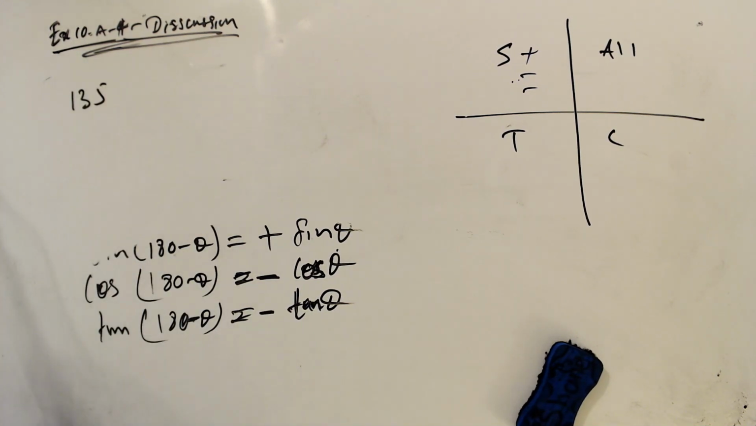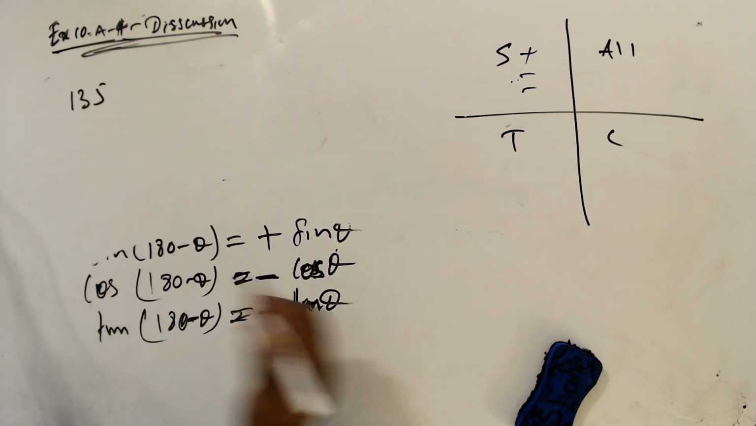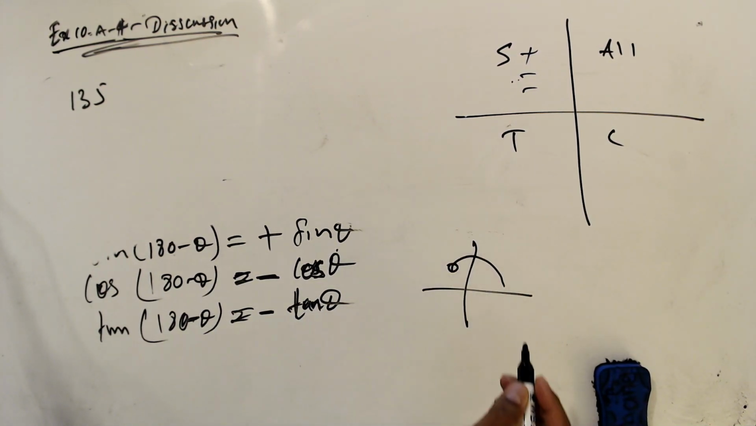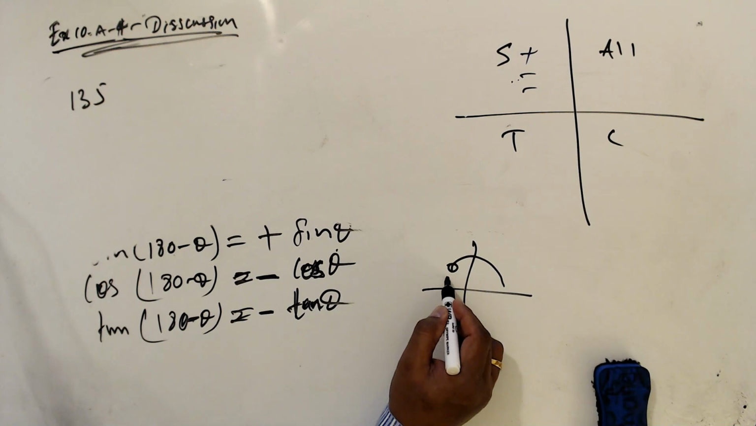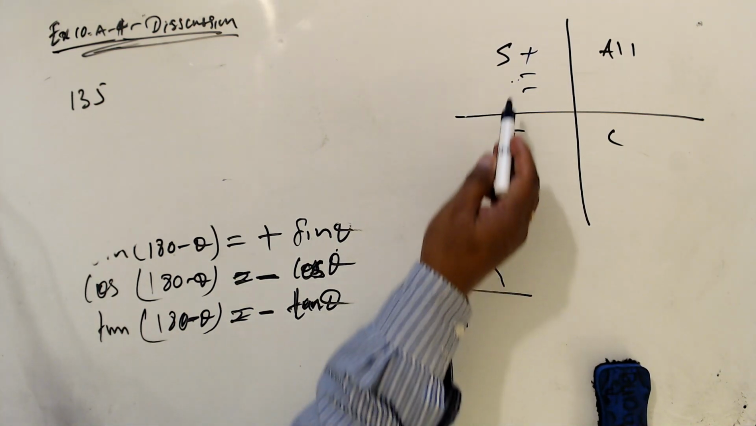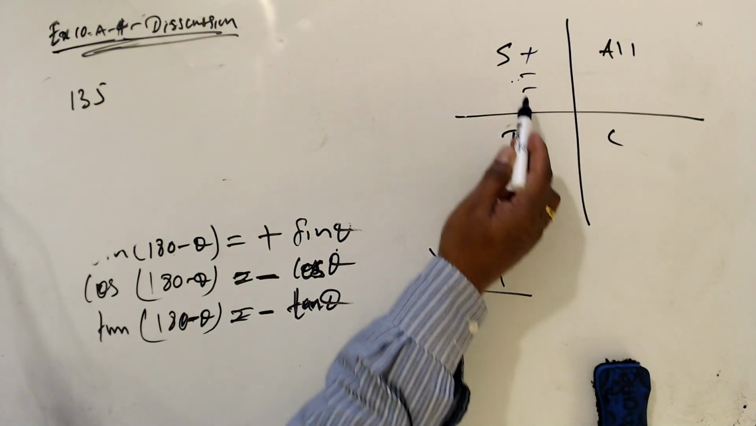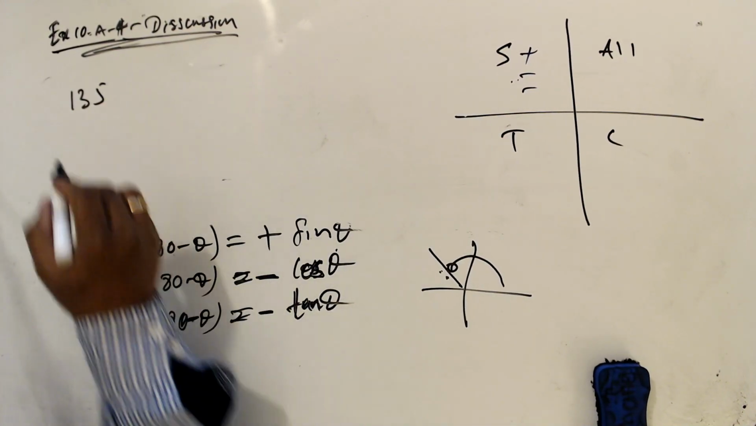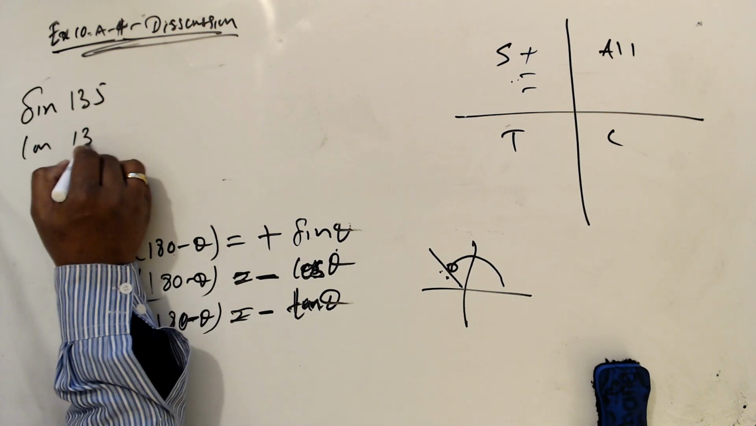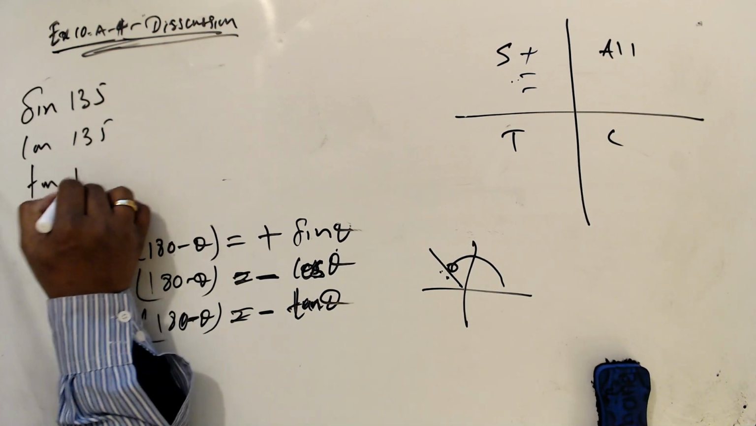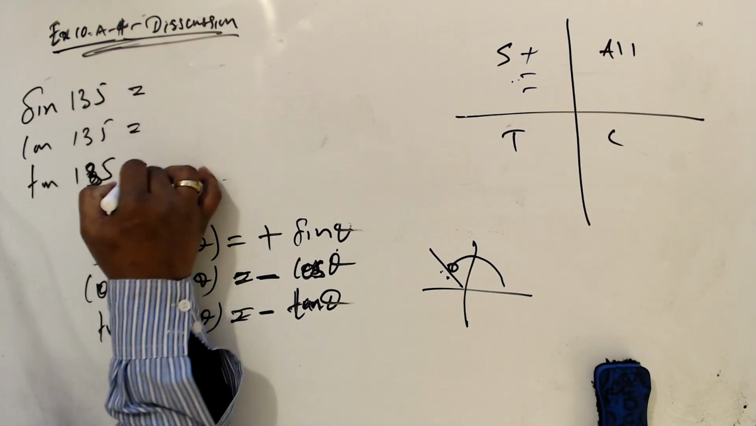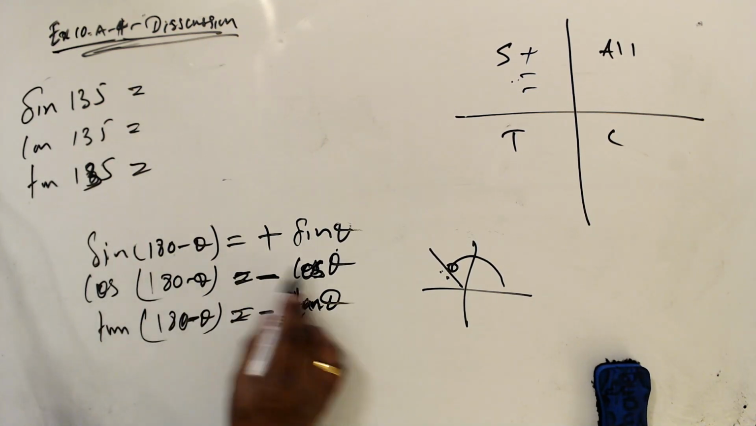135. 135 angle is in which quadrant? Second quadrant. In the second quadrant, sine is positive, cos is negative, tan is negative. If I ask what is sine 135, cos 135, tan 135? Now I am going to use those rules.